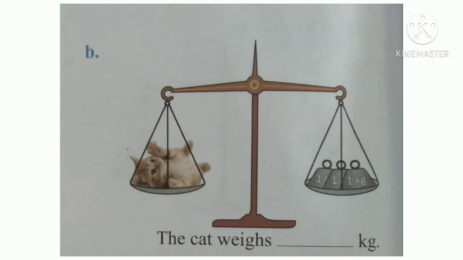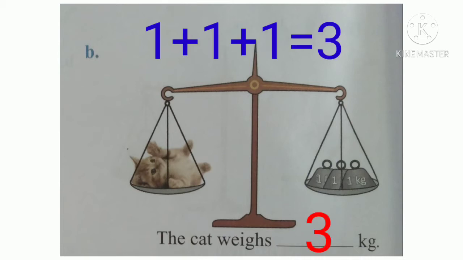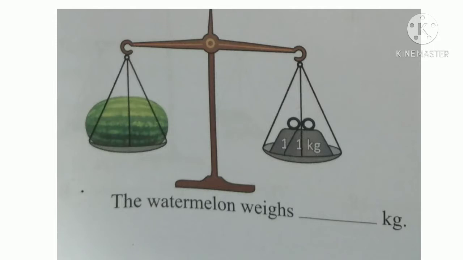Let us solve the next one. Here one pan containing one cat and the other pan containing 3 standard weights of 1 kilogram each. So we can say that the weight of cat is 3 kilogram because here we have 3 weights of 1 kilogram each. That is 1 plus 1 plus 1. We will get 3. That is the weight of cat is 3 kilogram.